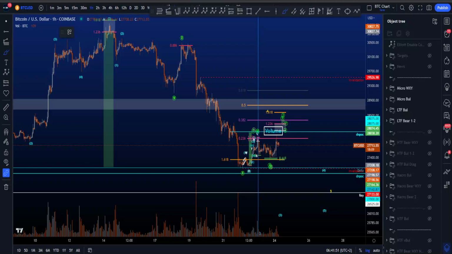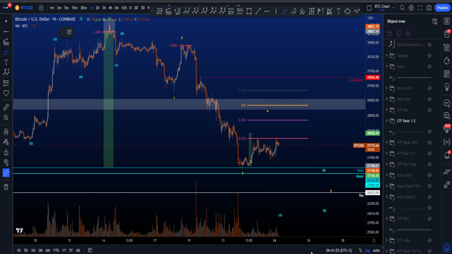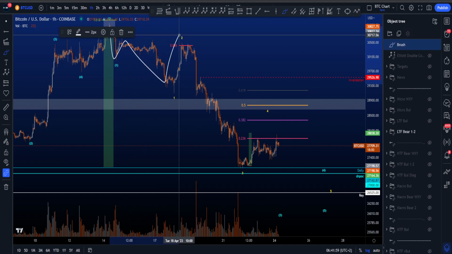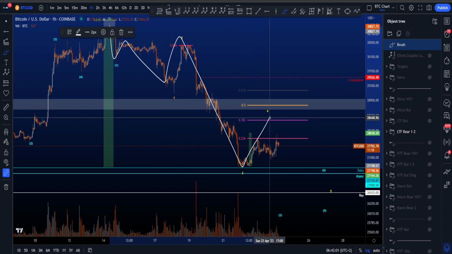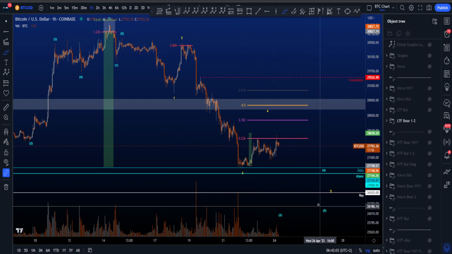Hi everyone, let's go through my bullish and bearish low time frame and micro scenarios on Bitcoin, starting with the preferred low time frame bearish Elliott Wave scenario, where we're looking for a 1-2-1-2, this being a wave 3 in yellow, 4, and then eventually a wave 5 to the downside.